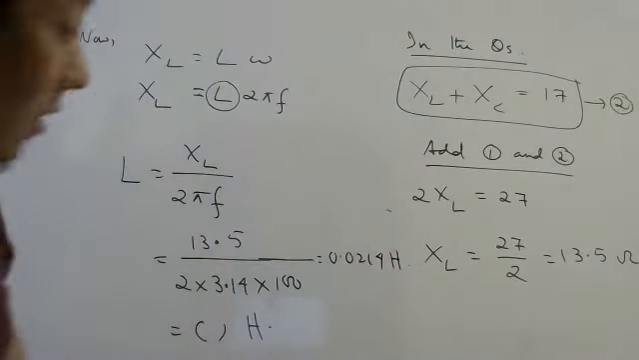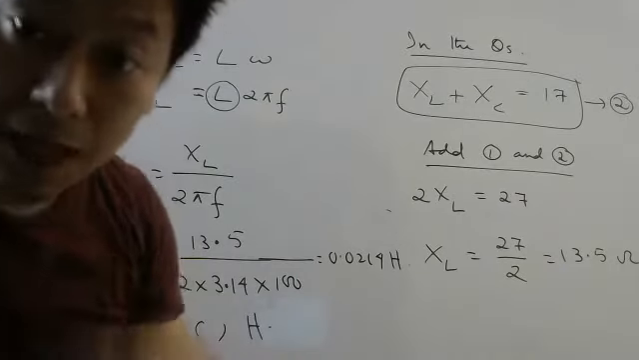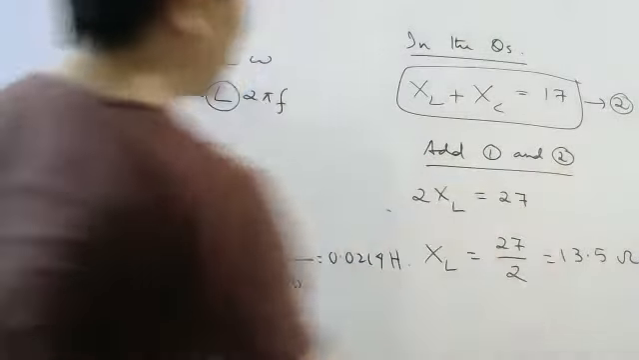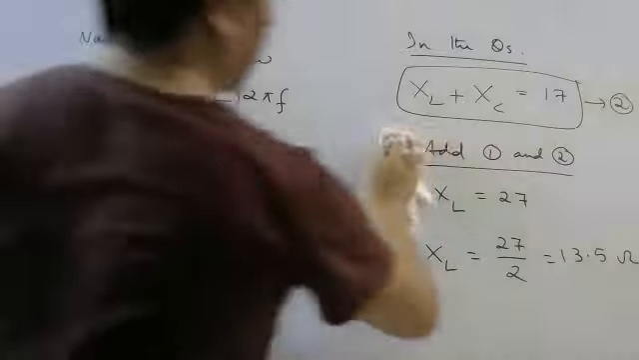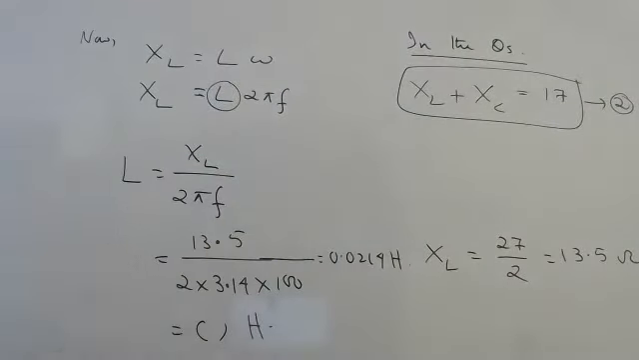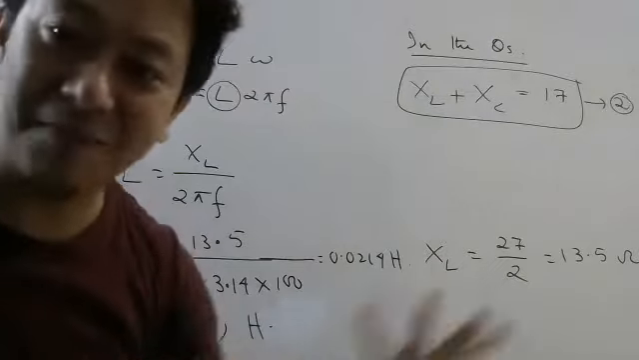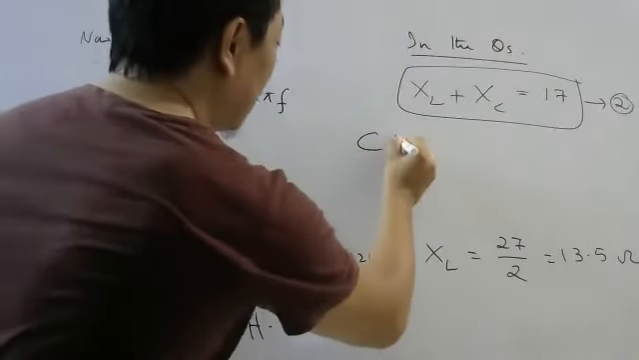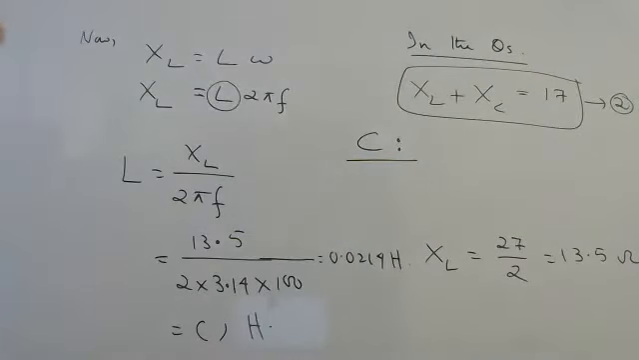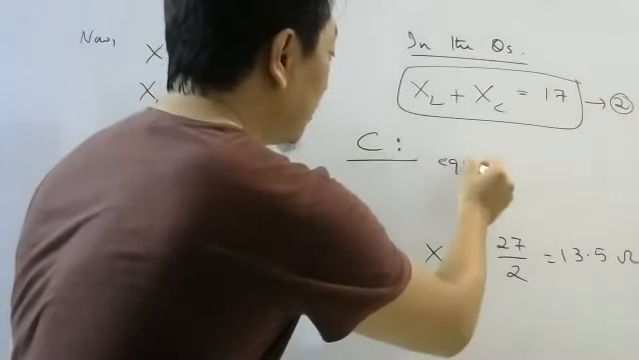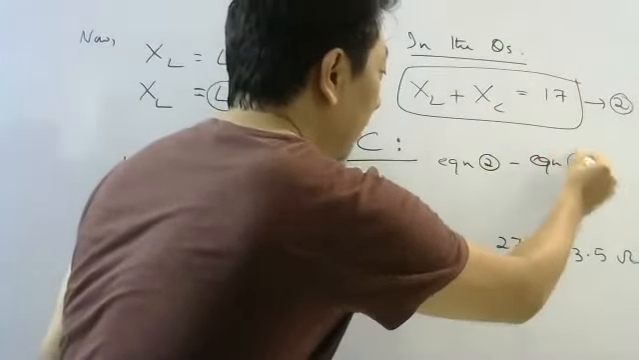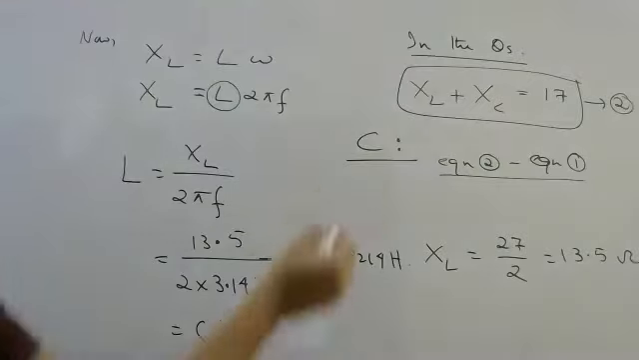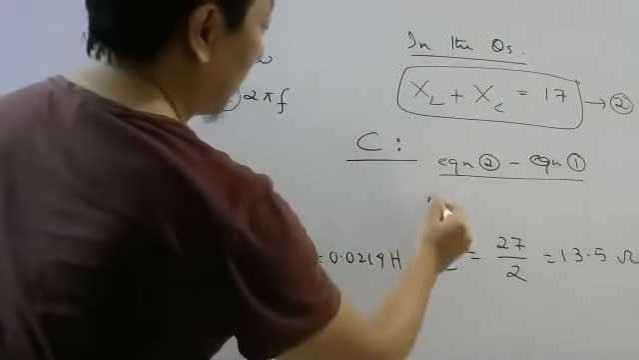Okay, so this one was to find L, remember. Suppose they ask you to find C, then we should not add 1 and 2. We should subtract 1 and 2. So again, I'm telling you, both they will not ask. It will become a 10-mark question. So either they can ask L or they can ask C. So let us say we calculate C. So to calculate C, what will I do? I will subtract equation 2 minus equation 1. Because equation 2 has 17. 17 is more, right? So this minus that if I do, what will I get?